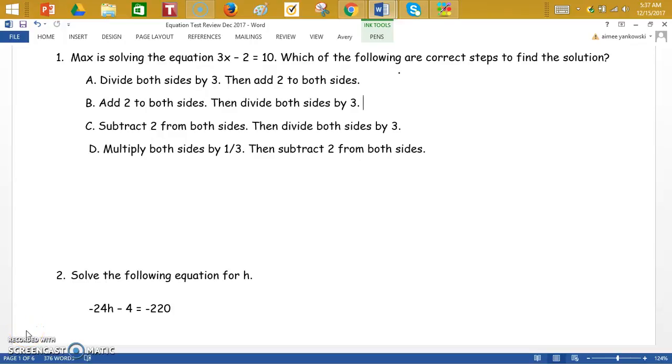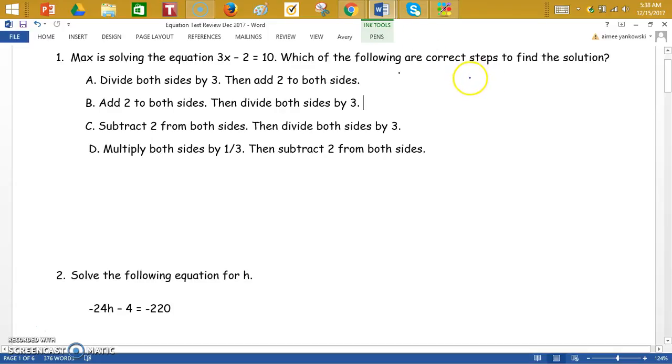All right, 7th graders, this is to help you get ready for your equation test that you're having next week. Let's take a look at the first one. It says Max is solving the equation 3x minus 2 equals 10. Which of the following are the correct steps to find the solution?